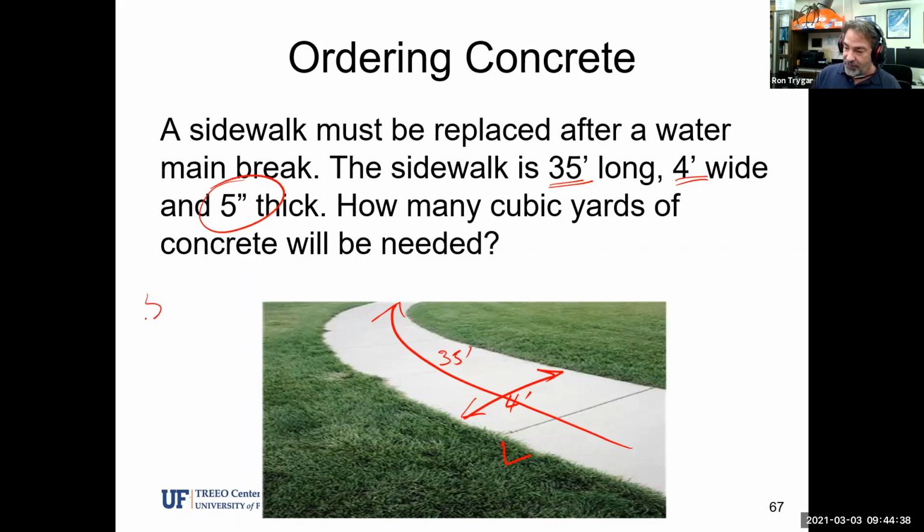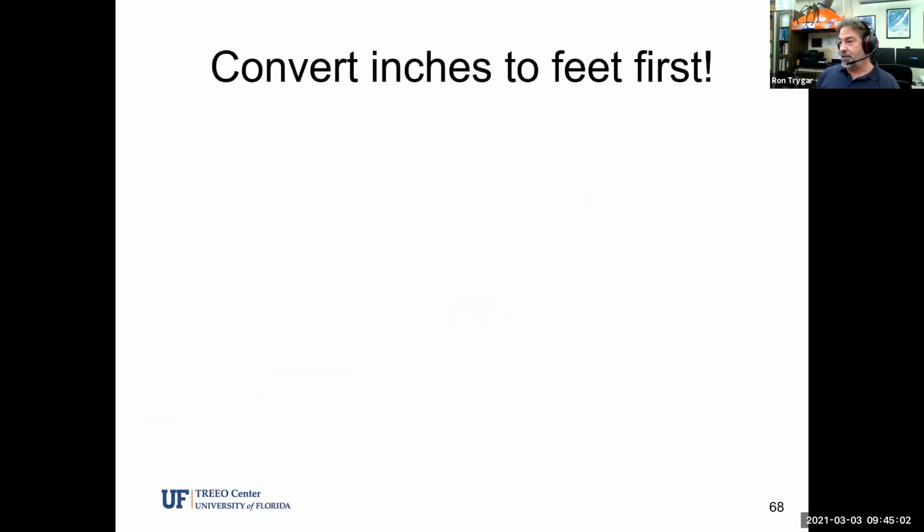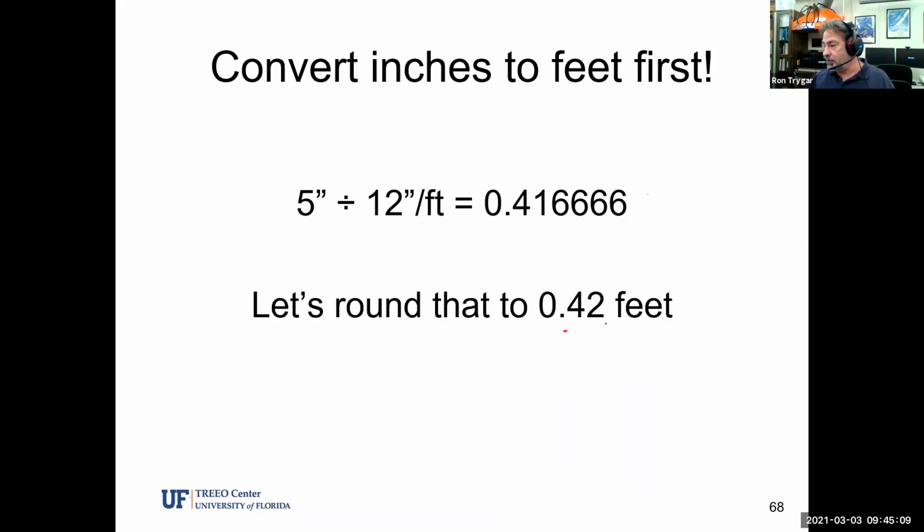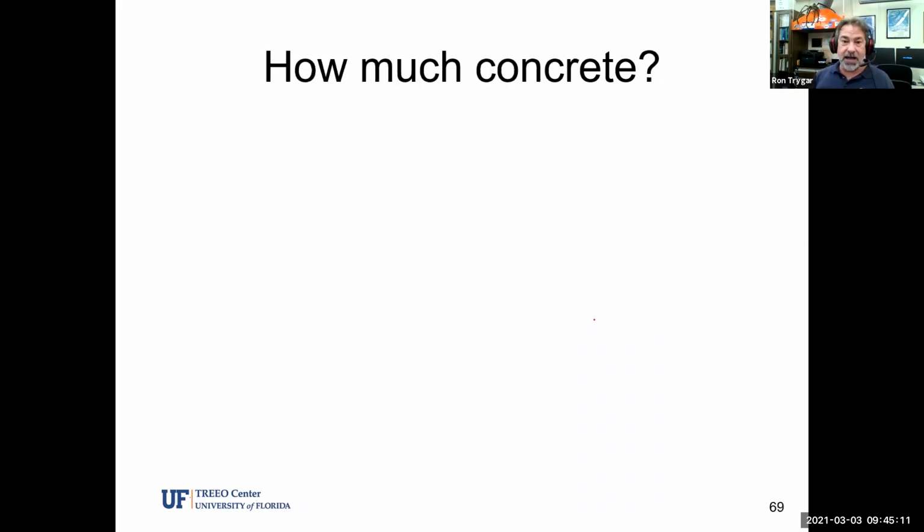So remember how to do that. 5 inches divided by 12 inches per foot. So 5 divided by 12, I get 0.4166. Let's just say 0.42 feet. We'll go with that. Okay, so this distance now is 0.42 feet instead of 5 inches. All right, inches to feet. I just showed you that, 0.41666. We can say 0.42.